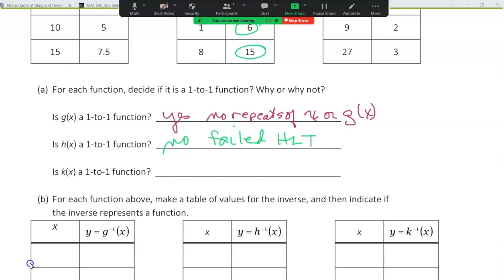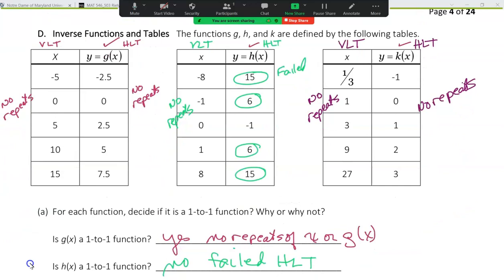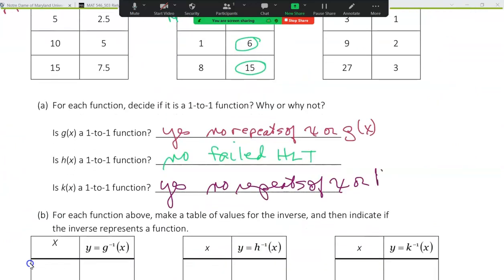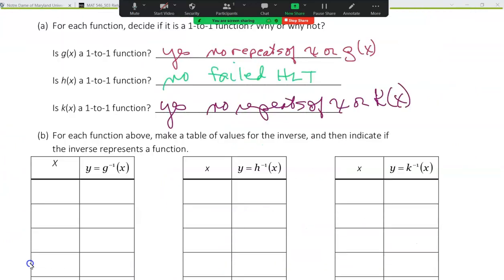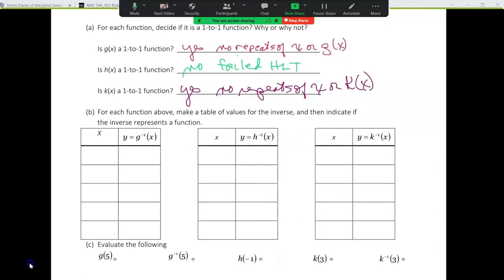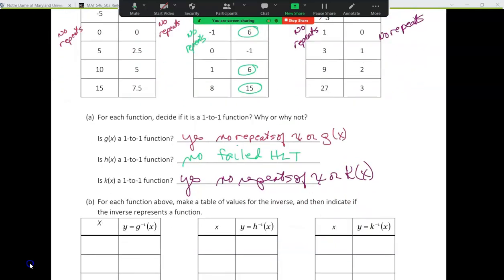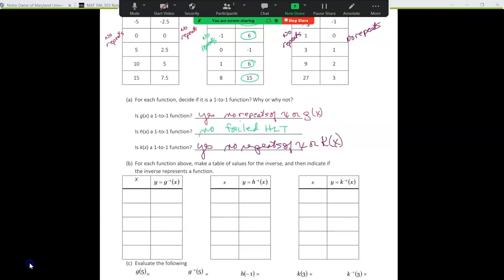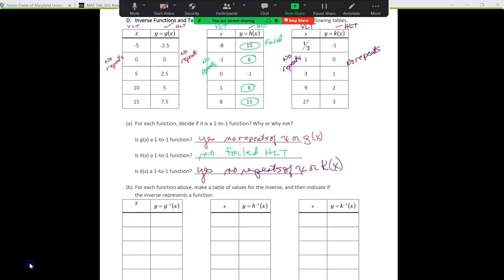Okay, so is this one-to-one the last one? And it was yes, because I had no repeats of x, or what was that one? That was k of x. Okay, so now it says for each function above, make a table of values for the inverse and then decide if the inverse represents a function. Okay, so you're going to switch these two columns. Okay, so I want to know if the inverse is a function. Okay, so let's do switchy.